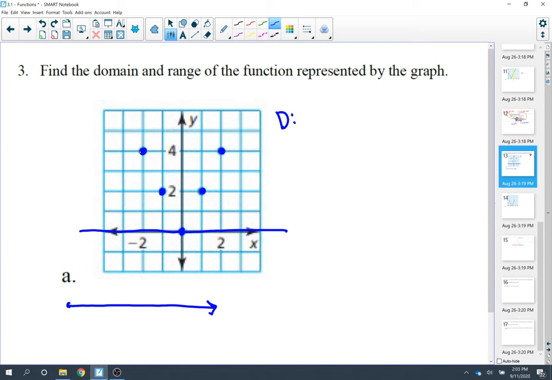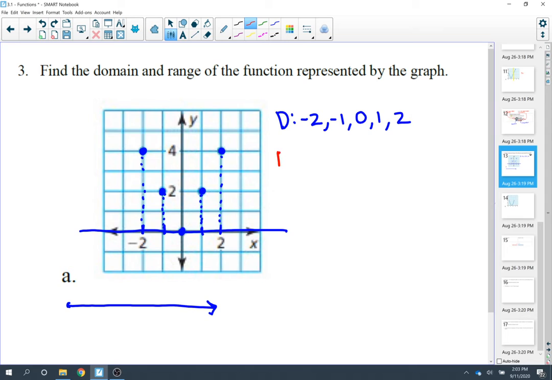So our most left dot is over here, and you can kind of track it down, and it's at -2. So our first domain value is a -2. Our next one is at -1. Our next one is right here on 0. Our next one is at 1. And then our next one is at 2. So your domain, you would just tell me -2, -1, 0, 1, 2.